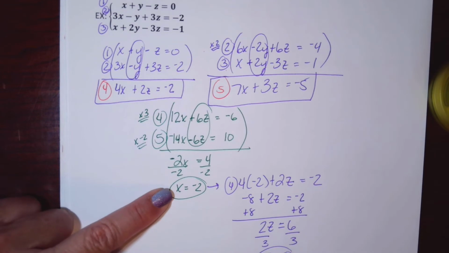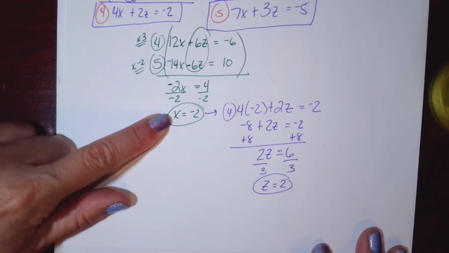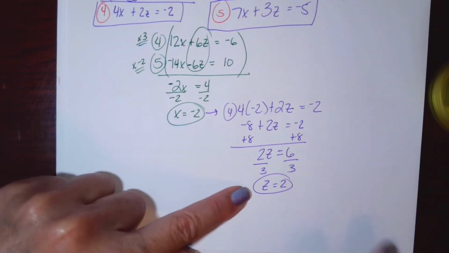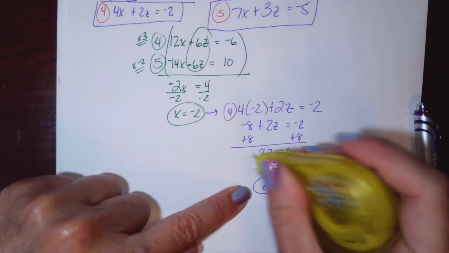So I've got a value for x. I've got a value for, oh, I just made a mistake. I'm so glad I caught that.